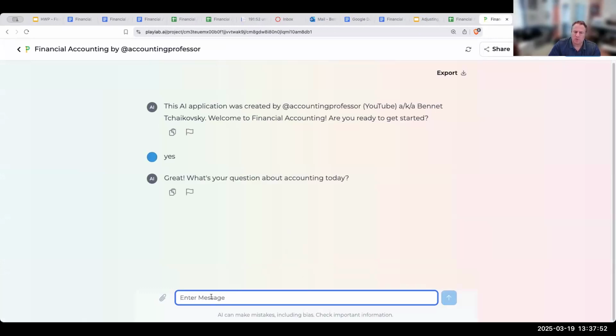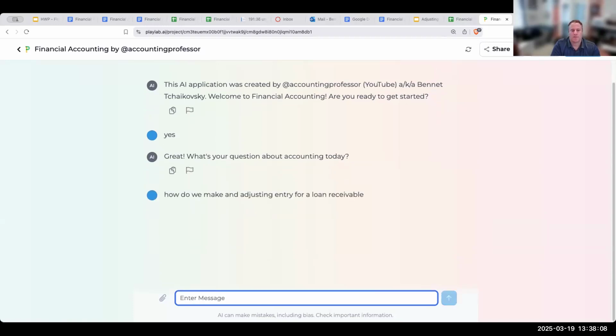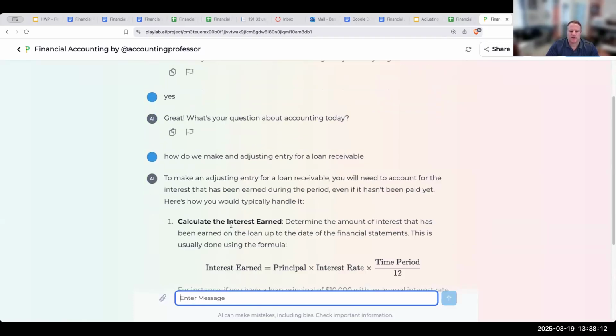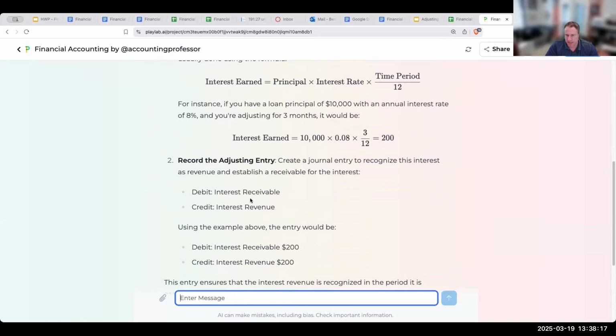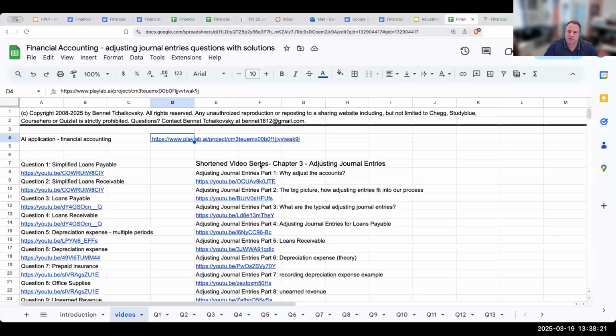Yes. What question are we going to ask about accounting today? And then say, okay, how do we make an adjusting entry for a loan receivable? Okay, so again, when we look at this, see what it says: calculate the interest earned, debit, record the adjusting entry. So as you're going through, if you have questions, you can obviously ask me or ask the AI app.